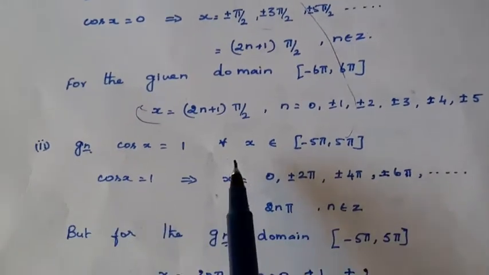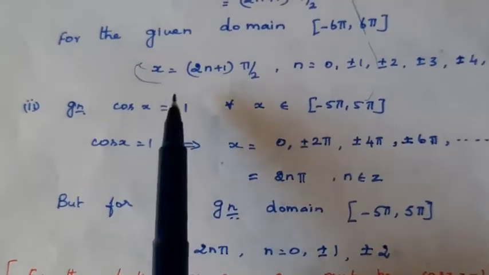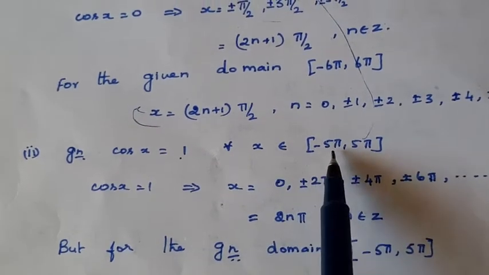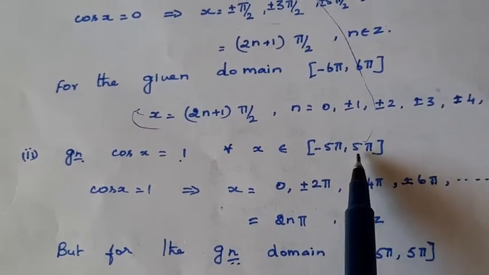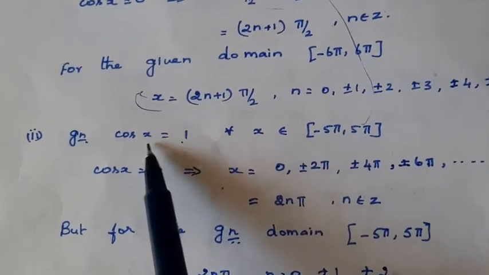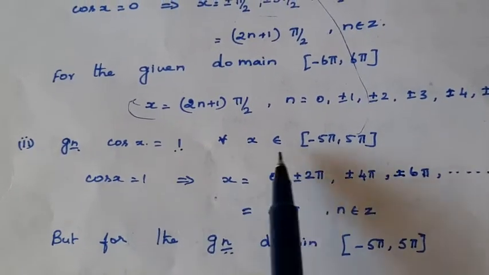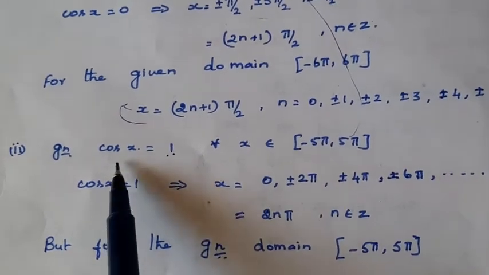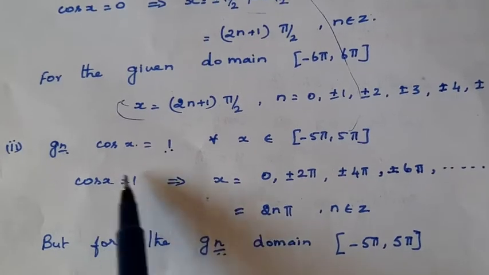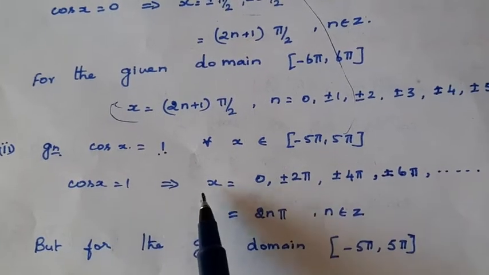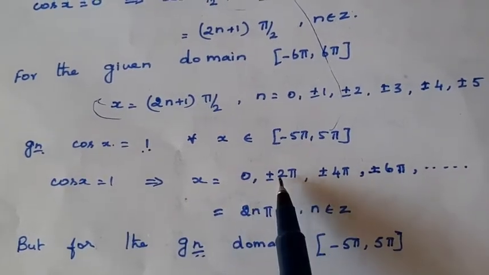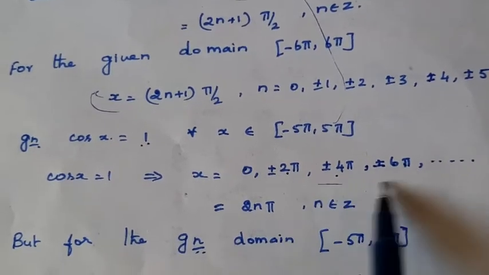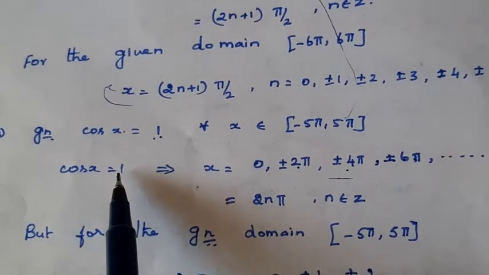Do you understand this? Then coming to the second one, given that cos x is equal to 1 and x belongs to the closed interval minus 5 pi to 5 pi. So you have to find the value of x whose cosine value is 1, and that value of x should lie between this closed interval, right? So let us find out for what values of x, first of all, the cosine value is 1. Cos x is equal to 1 means x is equal to 0 and plus or minus 2 pi, plus or minus 4 pi, plus or minus 6 pi, etc. So for these angles only, the cosine value will be 1.